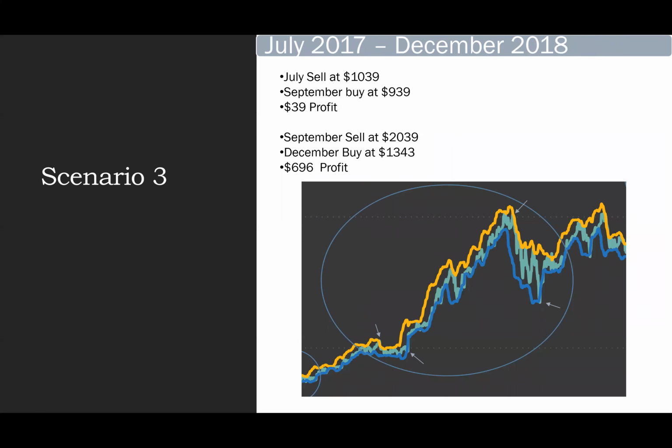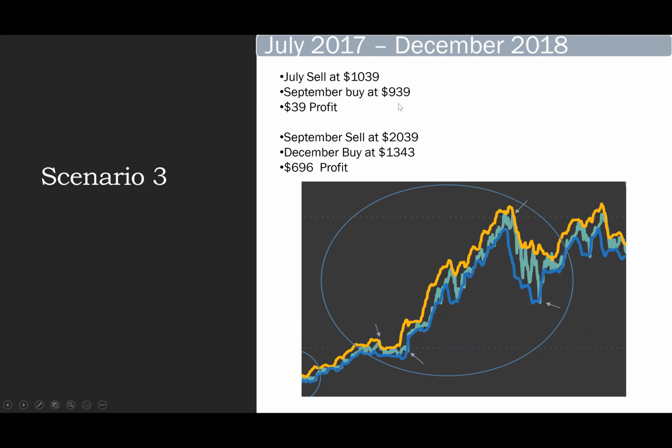Through July 2017 to December 2018, we could sell the share price at 1,039 and buy it again at $939 with a 39 profit. Or at the same time, we could also wait for September of the next year and sell it at 2,039 and wait for it to buy again in December at 1,343.